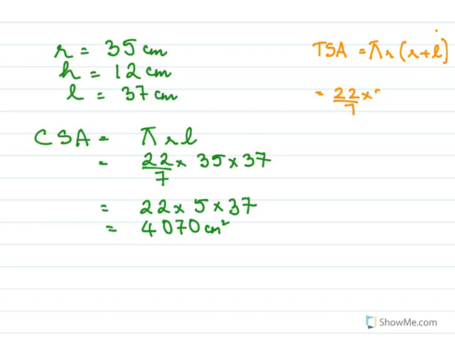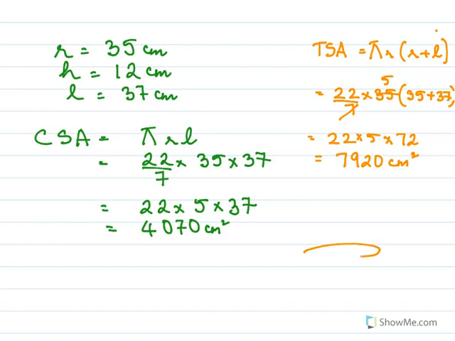Now to find the TSA, the TSA of the cone is pi r, (r plus l). So 22 by 7, the r is 35 and l was 37. Cancelling, I get 5 here, and 35 plus 37 would be 72. So we multiply, and this would be 7920 centimeter square. That will be the TSA.